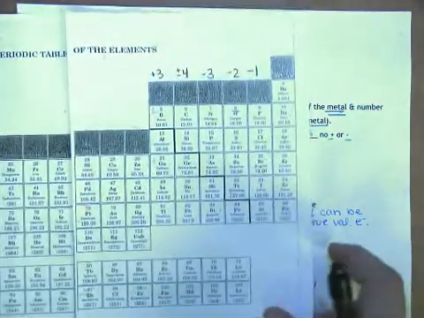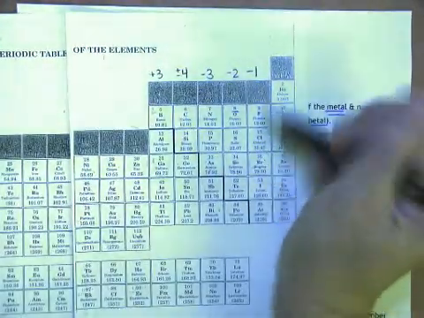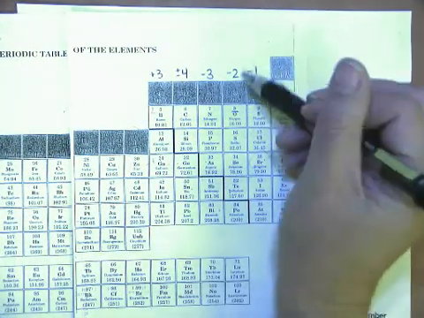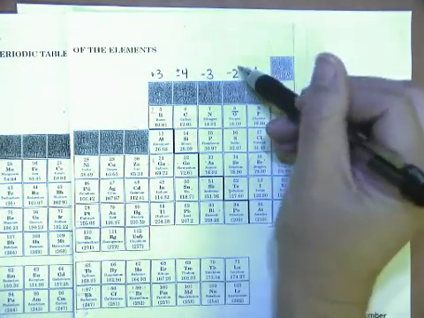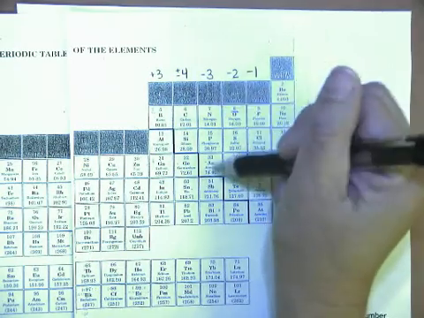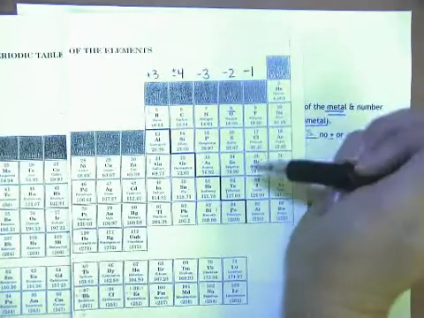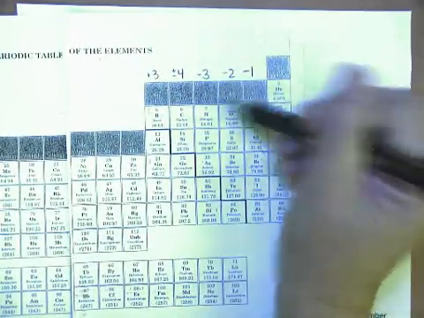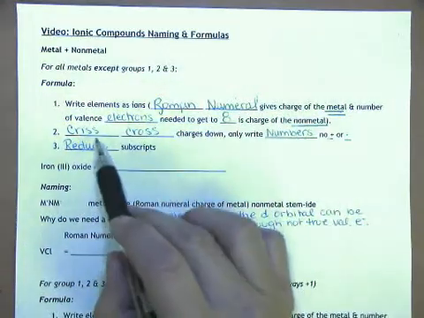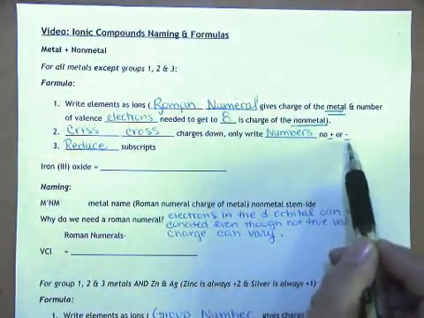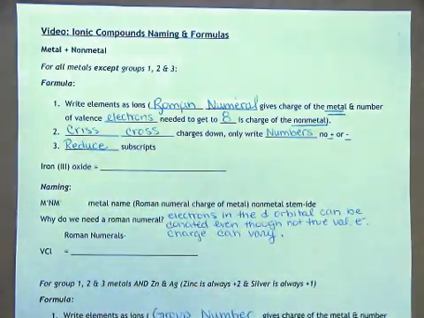If we look at our nonmetals on the periodic table, group 7 needs 1 valence electron, so has a charge of -1. Group 6 needs 2, so has a charge of -2. Group 5 needs 3 electrons to get to 8, so it has a charge of -3. These are always going to be the case. They're never going to change their charges. Our next step is to crisscross charges down, and we'll only write the numbers, no plus or minus, and then we'll reduce subscripts.